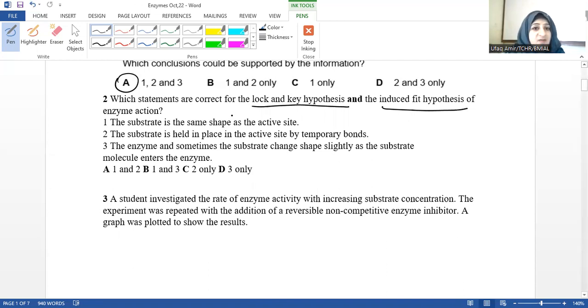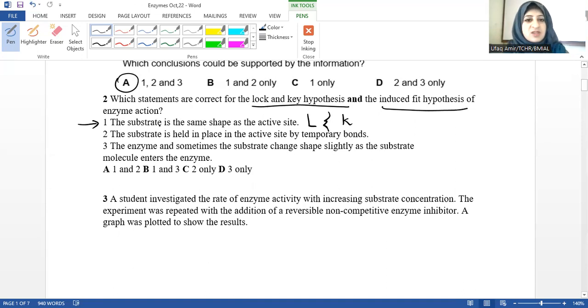But they are saying which statements are correct for both of these. It should cater to both. So let's see. The substrate is the same shape as the active site. That would be more suitable for the lock and key hypothesis, but not for induced fit, where both can change their shape slightly in order to fit into each other exactly and react. So that goes with lock and key, but not with the induced fit hypothesis.